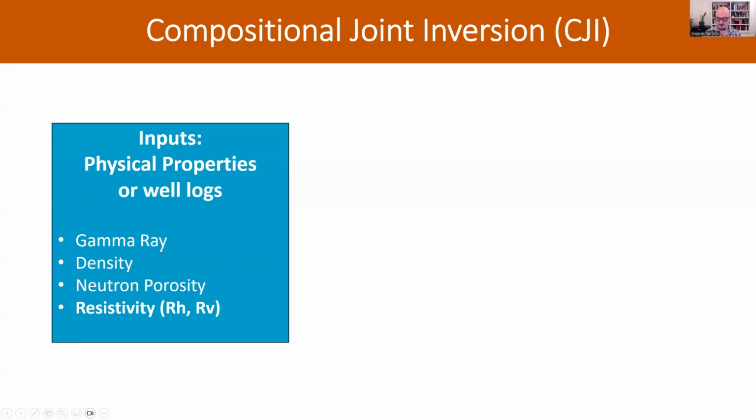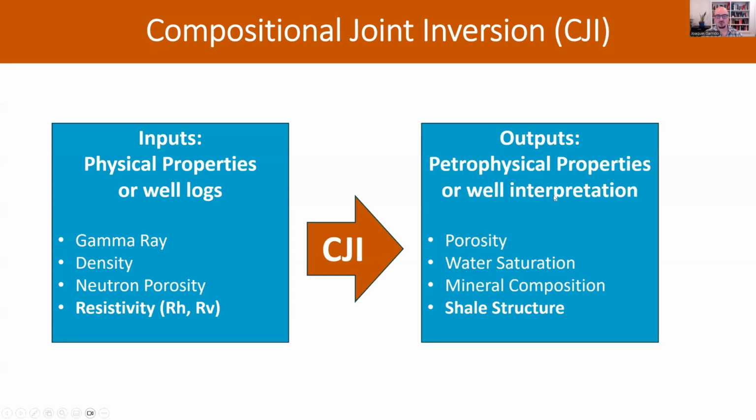And then we combine all these through this joint inversion algorithm, this compositional joint inversion algorithm, to get the outputs, which is basically the well interpretation, or what we call the petrophysical properties. So we're trying to understand what's going on in the subsurface, which includes the porosity, the water saturation, the mineral composition, and even the shale structure, which is something I believe exclusive to UTAPWeLS. I'm not completely positive about that, but it's something exclusive to modeling. So that's going to be important.